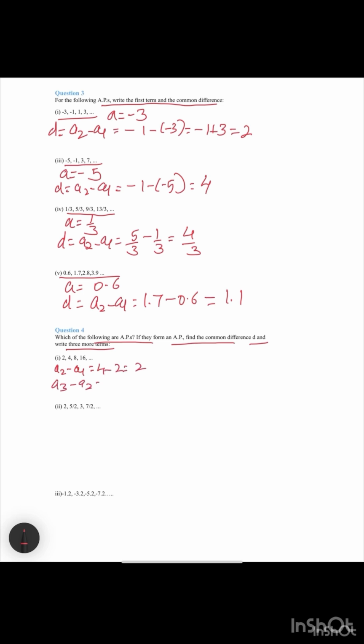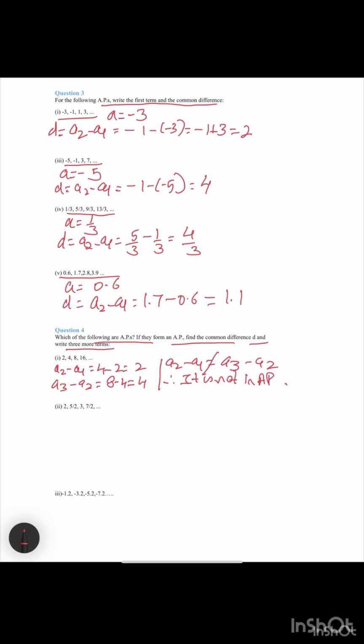A3 minus A2 will become 8 minus 4, which is equal to 4. Since the difference in all the terms is not same, therefore it is not in AP. We have to check whether the difference between all the terms is same or not. Over here the difference is not same, so this is not forming AP.